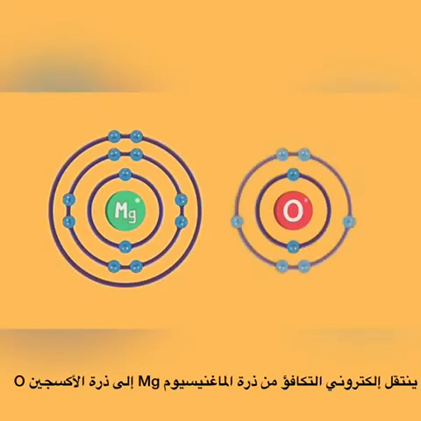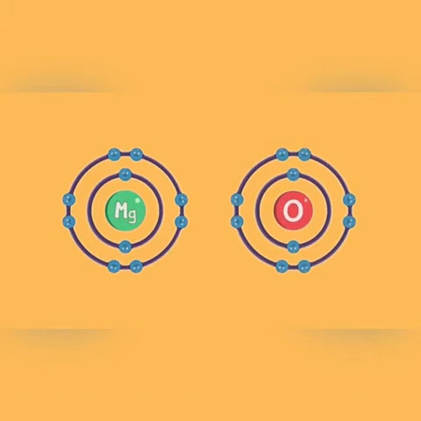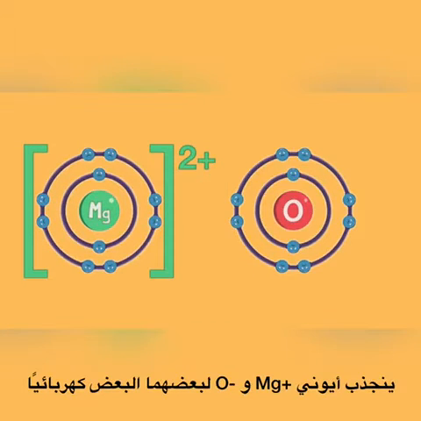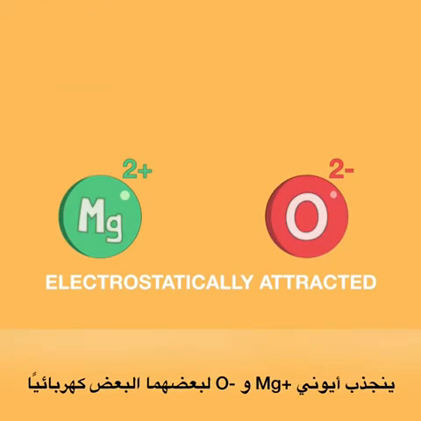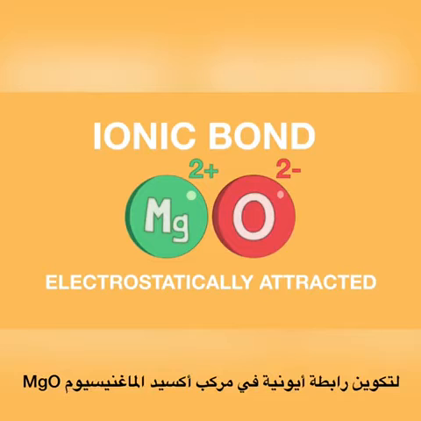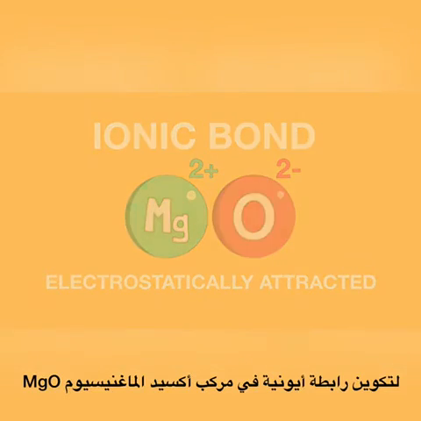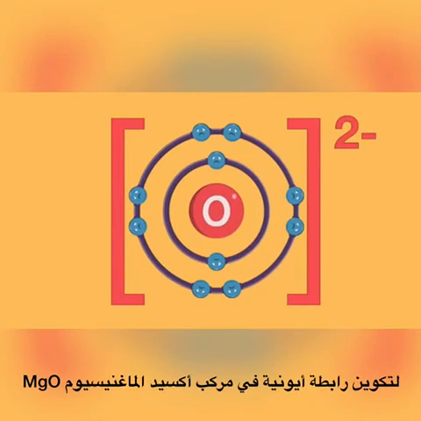Magnesium transfers its two valence electrons to oxygen, forming a magnesium ion and an oxide ion. The resulting ions are electrostatically attracted to one another, forming an ionic bond. Did you get this right? Did you remember to include the charges on the ion?